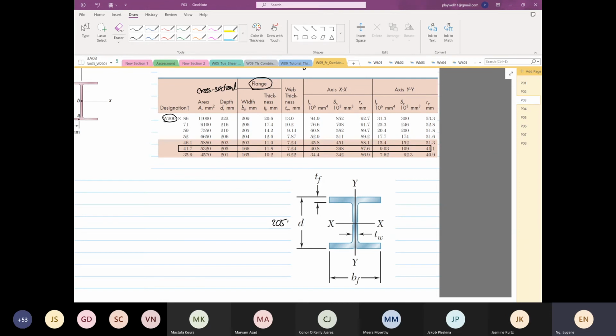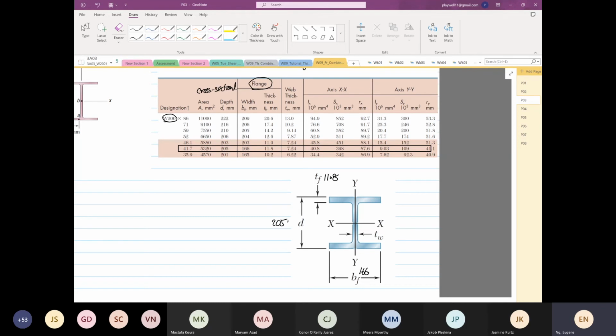So the width is equal to 166, right? And then the thickness of the flange is equal to 11.8. This is no different from my term test. In my term test, I will tell you to use W200, and if your student number ends with 9, you use W200 times 59. You get what I mean? We can do this also.